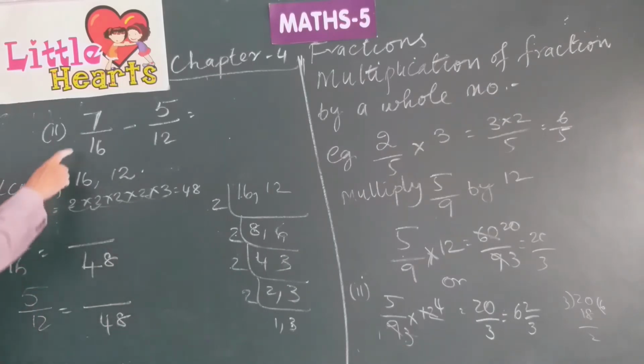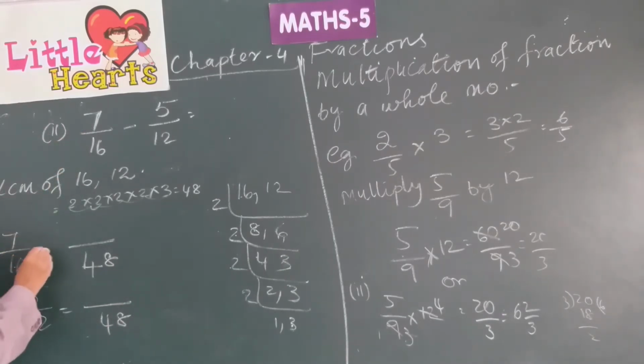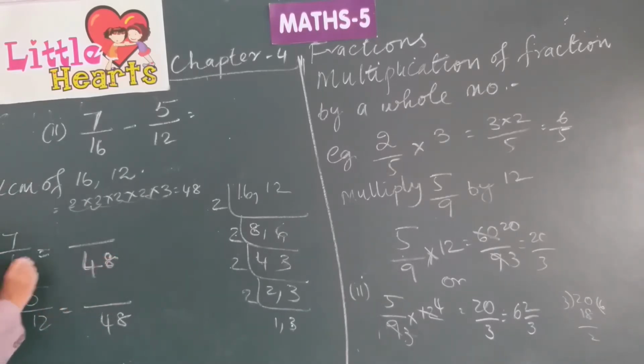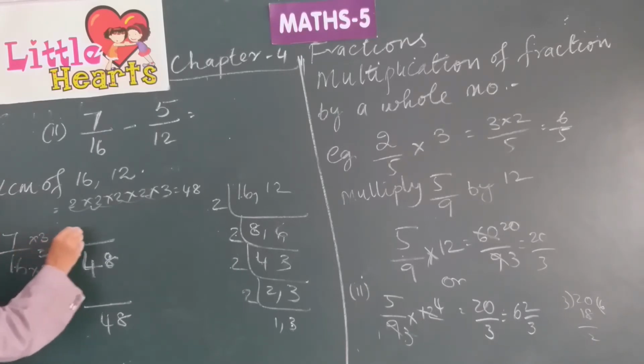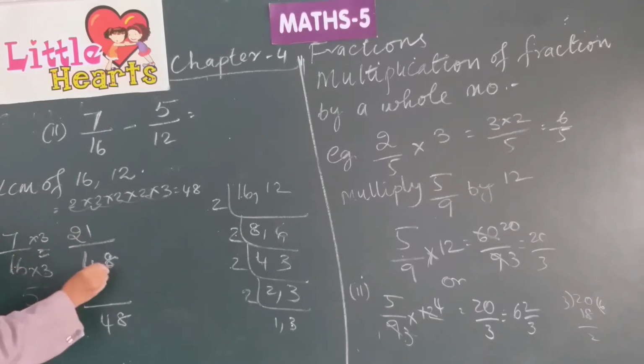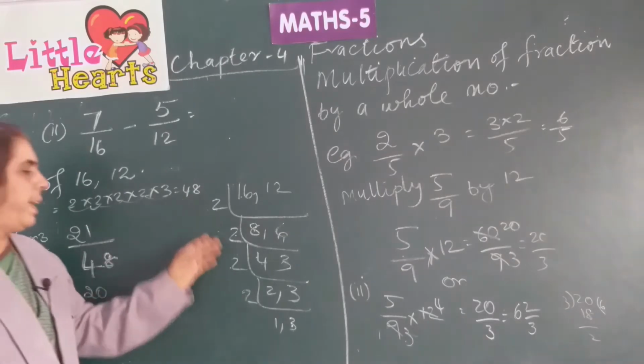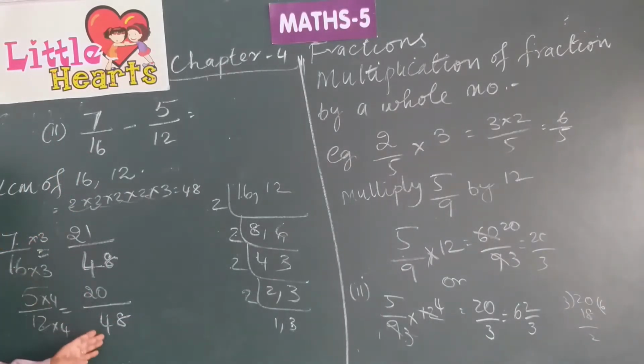So now take the first fraction 7 by 16 and let us make the denominator 48. So 16, how many times is it raised? 3 times. 16 3s are 48, 7 3s are 21. And 5 by 12, it is raised 4 times. 12 4s are 48, 5 4s are 20. So that is the reason we find out the LCM, so that we can make the denominators same.